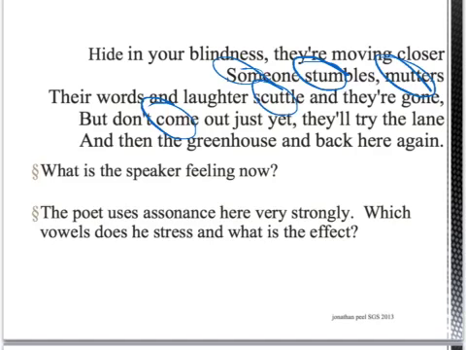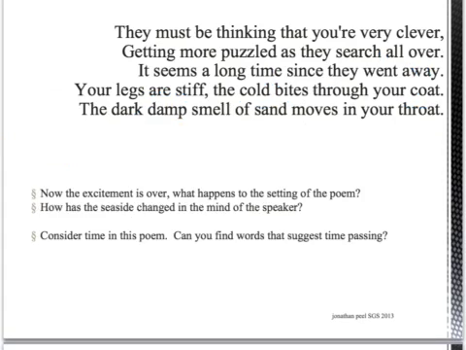You also might consider that when we get to this point here, "don't come out just yet, they'll try the lane." There's a sudden change here, isn't there, in terms of intensity perhaps. The idea of an order being given, an imperative. Who is speaking? Is this still the child? Is this the inner voice? Or again, is there somebody else? Think about it. Think about it.